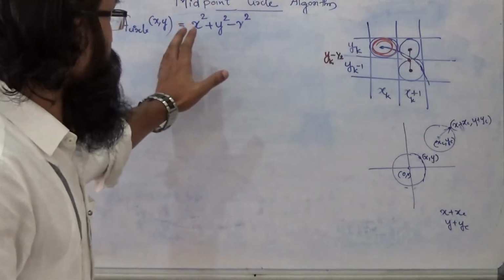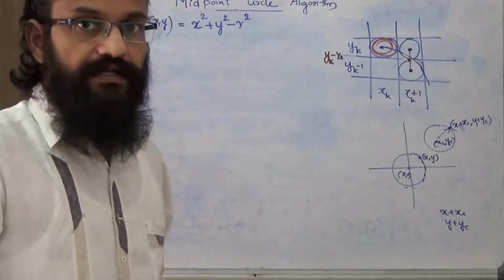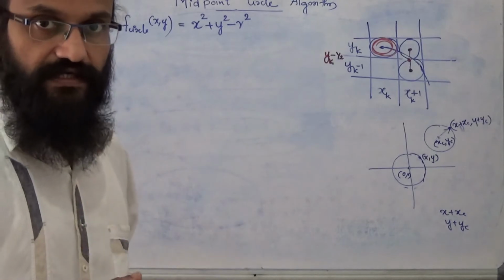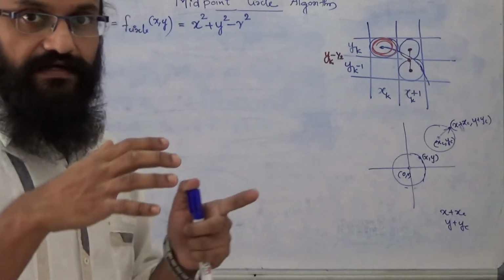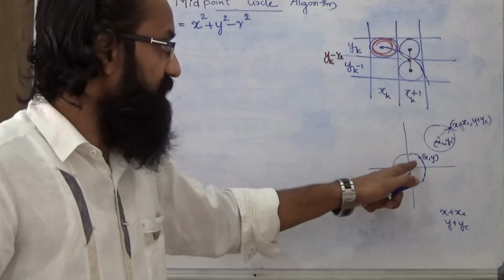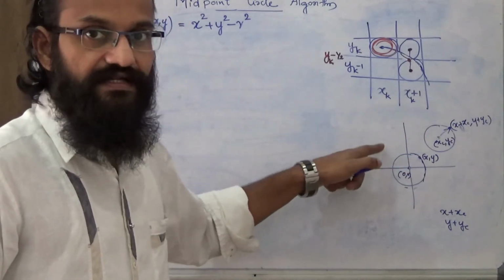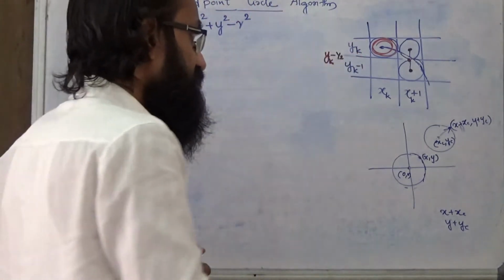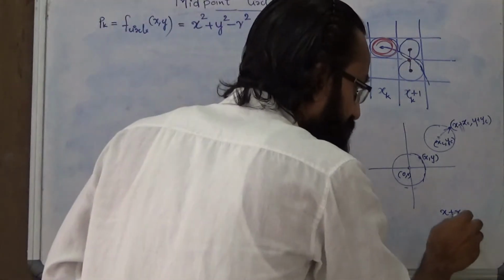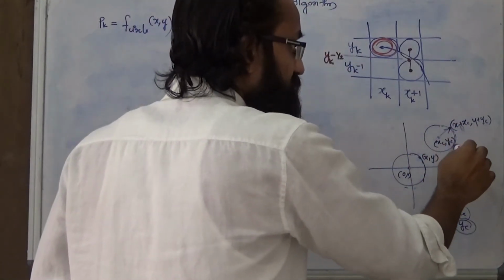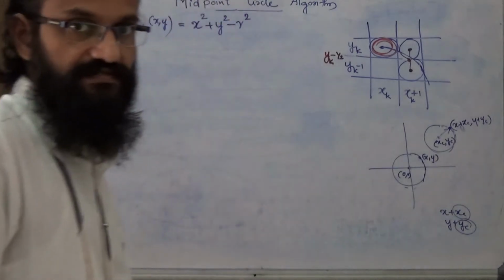So in the midpoint circle drawing algorithm, rather than determining the points on the circumference of the circle centered at xc, yc, just determine the points on the circumference of the circle centered at the origin, followed by translating those points by adding the translation factors xc and yc, so that you get points on the circumference of the circle centered at xc, yc.